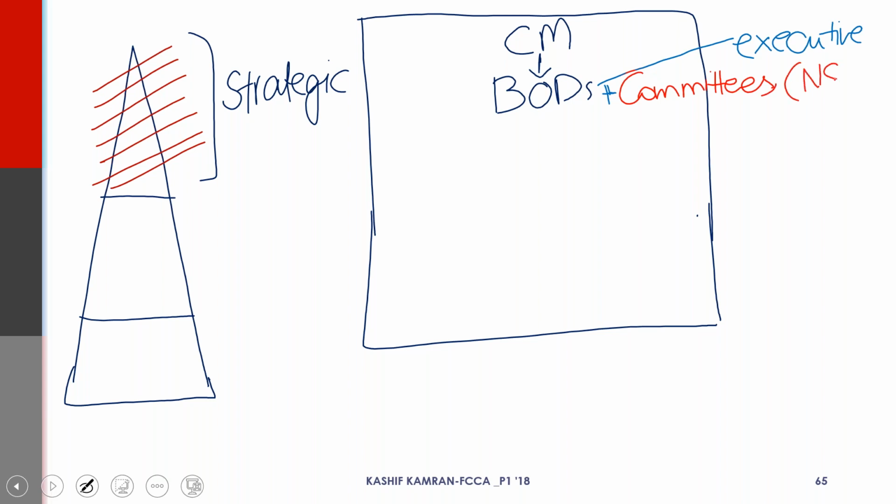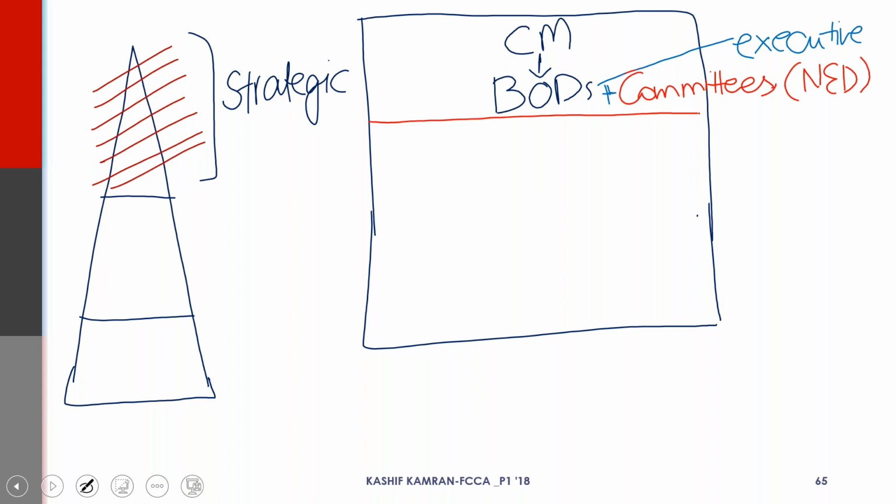And I hope you know the 4 committees which are part of the P1 syllabus. 4 committees, right? Risk, nomination, remuneration, audit. They're all part of our syllabus, so we'll be studying them. Risk, nomination, remuneration, and audit. And the board of directors with the committees, that is the strategic level, right?